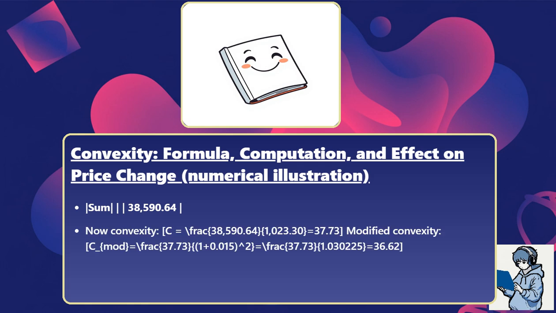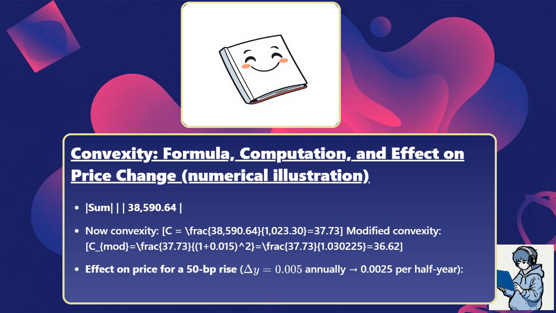38,590.64. Now convexity C equals 38,590.64 divided by 1023.3 equals 37.73. Modified convexity C mod equals 37.73 divided by 1.015 squared equals 36.62. Effect on price for a 50 basis point rise, delta Y equals 0.005 annually, which is 0.0025 per half year.